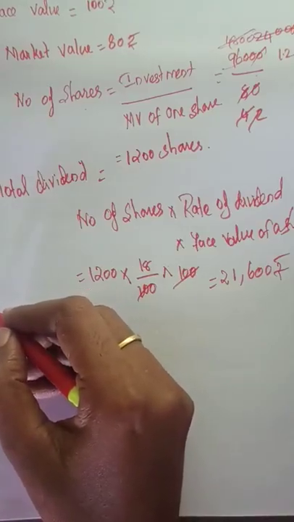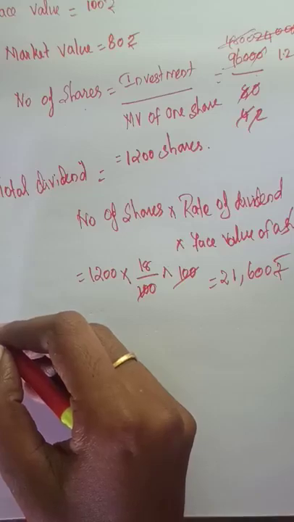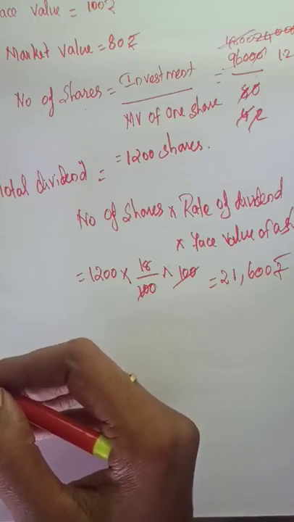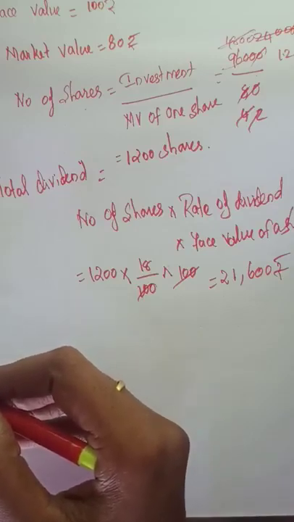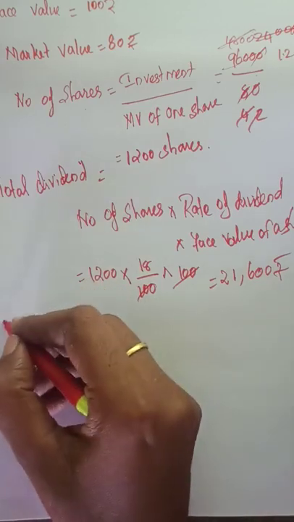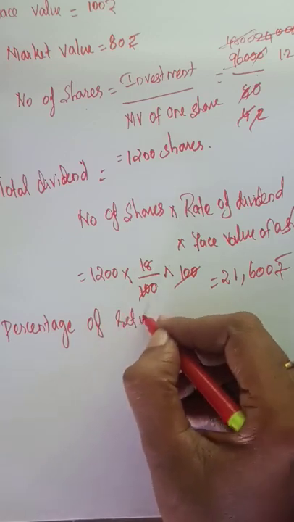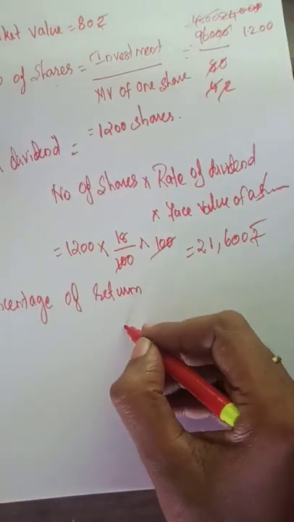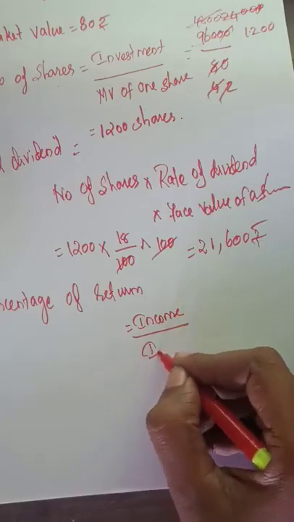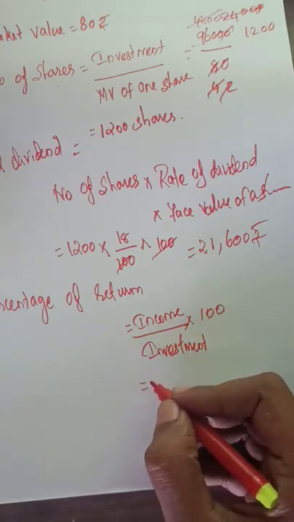percentage of return. So percentage of return is total dividend divided by the invested amount into 100. What's the formula? That is income divided by investment into 100. That is the third formula. So please learn the formula. It will be useful for next year also. Percentage of return is equal to income divided by investment into 100.